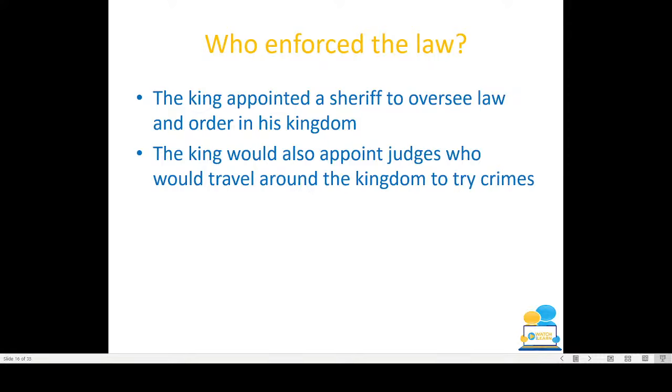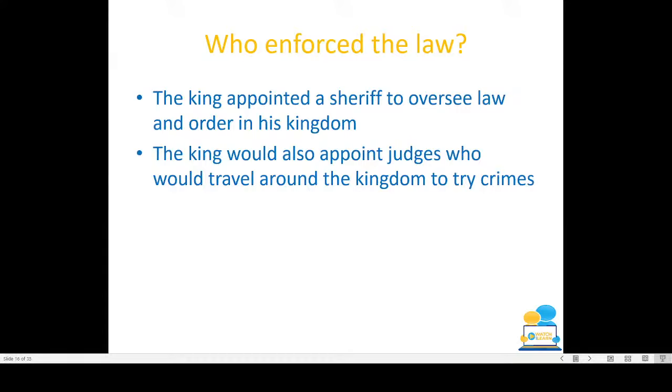The king would appoint a sheriff, and that sheriff's job was to oversee law and order in his kingdom. Each one of them was in charge of a certain section that they had to oversee the law and order. A lot of these would be lords, and they would have to impose the king's law. Whatever that particular king's law was, they would impose it in that land.